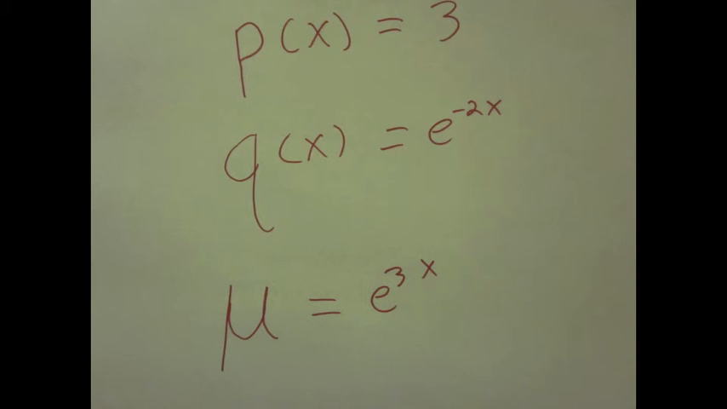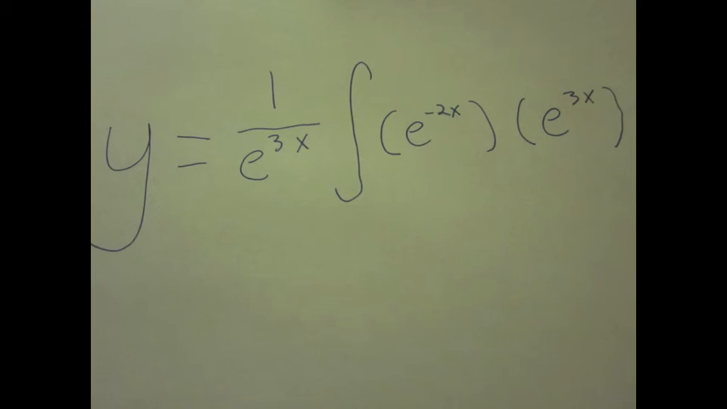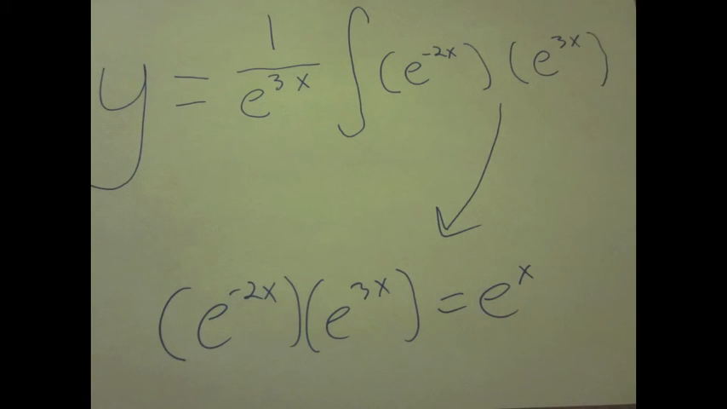we can just start filling in the variables and soon arrive at the solution equation. So if we plug in the variables, you get y equals 1 over e to the 3x times the integral of e to the negative 2x times e to the 3x. And we know by the rules of exponents, we can combine the two e to the x's just to be e to the x, because negative 2 plus 3 is 1. And we also know e to the x is its own integral, so we can easily simplify this integral to be e to x plus c.